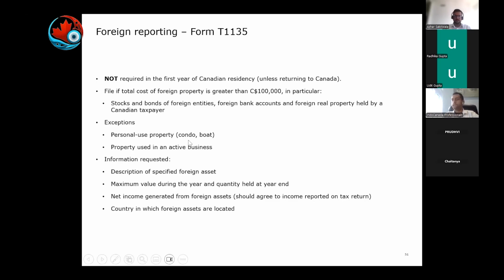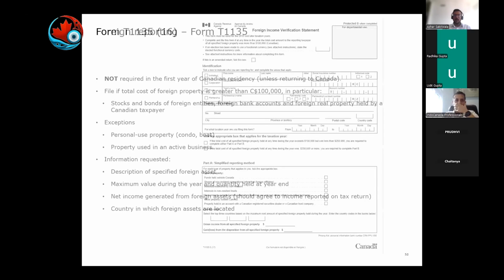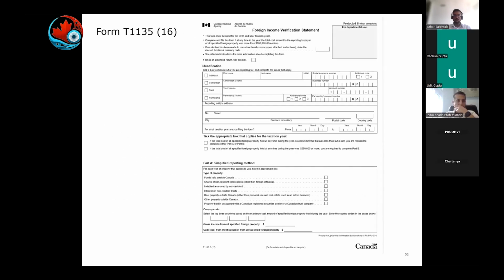then you need to mandatorily report these assets in the T1135 form. There are two sides to this form, the simplified method, also known as Part A of the form, and a detailed method, which is Part B. So if the value of your assets outside of Canada is more than $100,000 but less than $250,000, you just need to report your assets in a simplified form, which is in a checkbox. So you don't need to report detailed information about your assets, just checkboxes of the kind of assets that you hold outside of Canada.